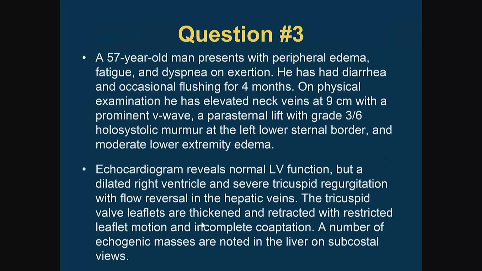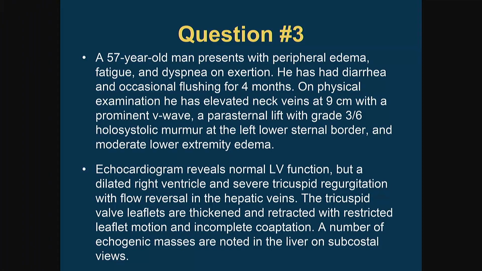Question number 3 is the final question. A 57-year-old man presents with peripheral edema, fatigue, and dyspnea on exertion. He's had diarrhea and occasional flushing for 4 months. On physical examination, he has elevated neck veins at 9 centimeters with a prominent V wave, a parasternal lift with grade 3/6 holosystolic murmur at the left lower sternal border, and moderate lower extremity edema.